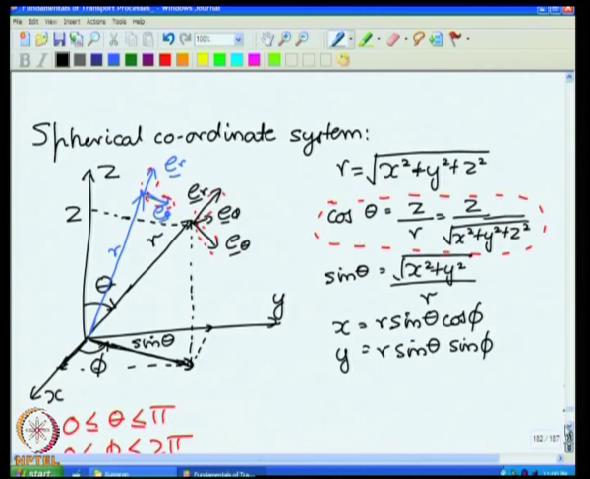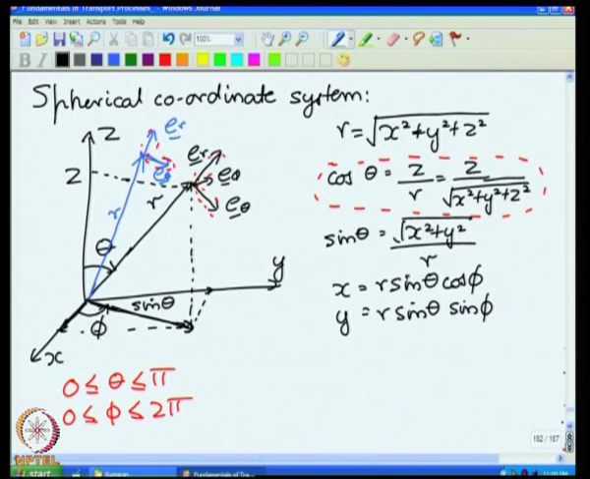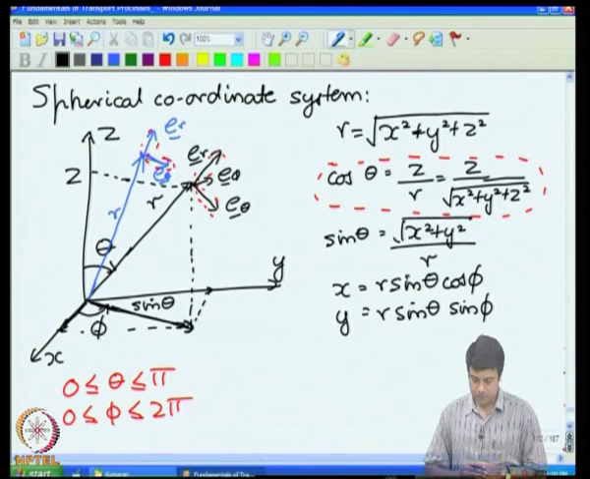So, the spherical coordinate system, three coordinates in this coordinate system are r, theta and phi. R is the distance from the origin, and the unit vector e_r is along the direction of increasing r. Theta is the angle made by the radius vector with respect to the z coordinate, and e_theta is in the direction of increasing theta.